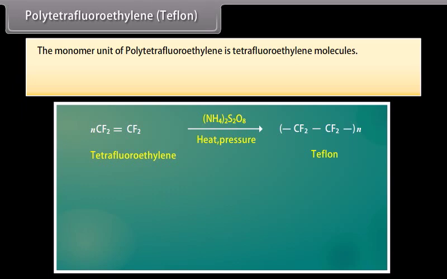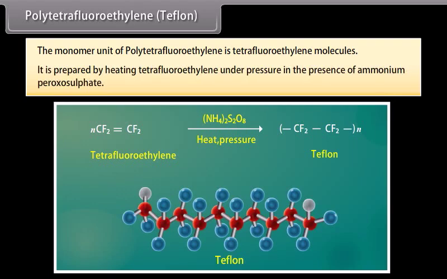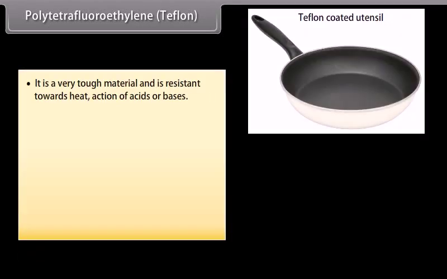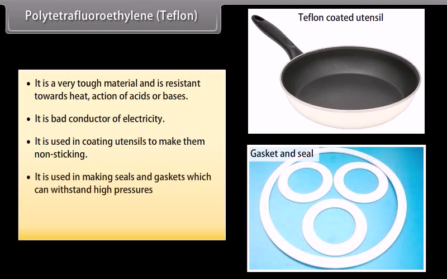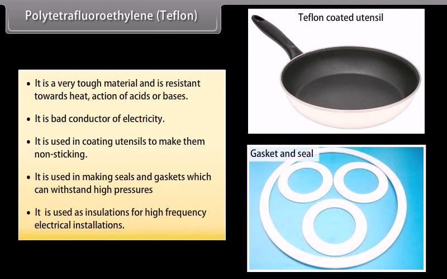Polytetrafluoroethylene, Teflon. The monomer unit of polytetrafluoroethylene is tetrafluoroethylene. It is prepared by heating tetrafluoroethylene under pressure in the presence of ammonium peroxosulfate. It is a very tough material and is resistant towards heat and the action of acids or bases. It is a bad conductor of electricity. It is used in coating utensils to make them non-sticking. It is used in making seals and gaskets which can withstand high pressures. It is used as insulation for high-frequency electrical installations.